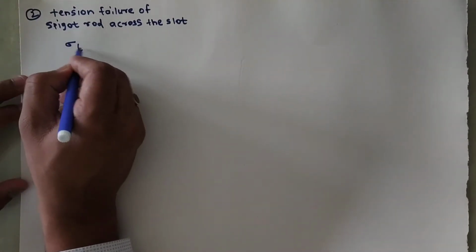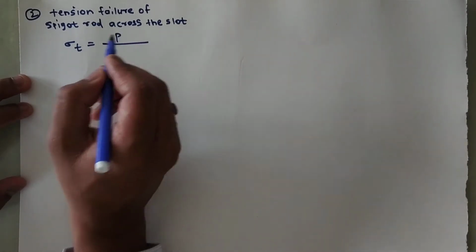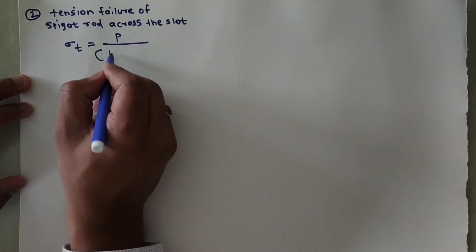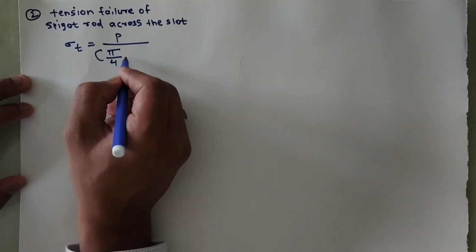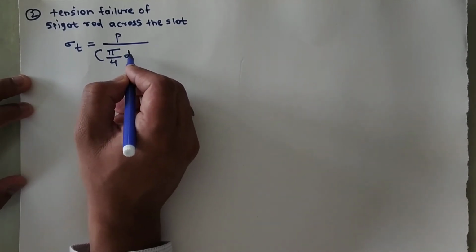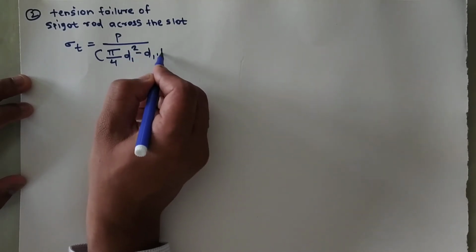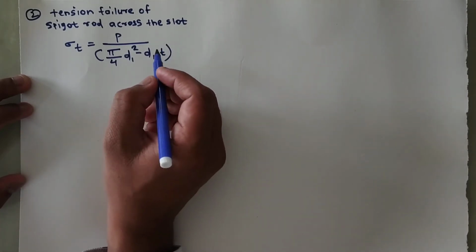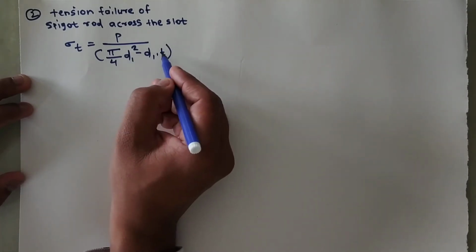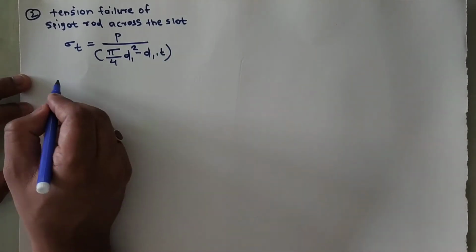Now here the equation for sigma T is P, the axial tensile force, divided by area. The area for the spigot rod, as you have seen in the last session, is pi by 4 d1 square minus d1 into T. So d1 is the diameter of the spigot, T is the thickness of the cotter. So sigma T we know.